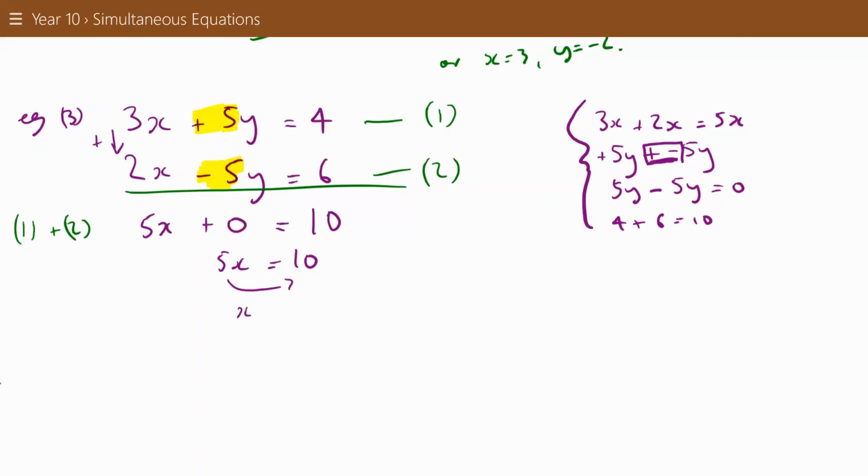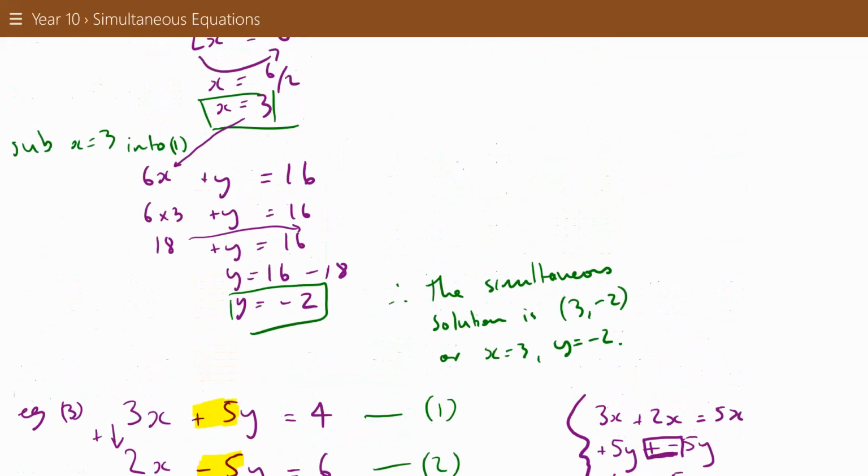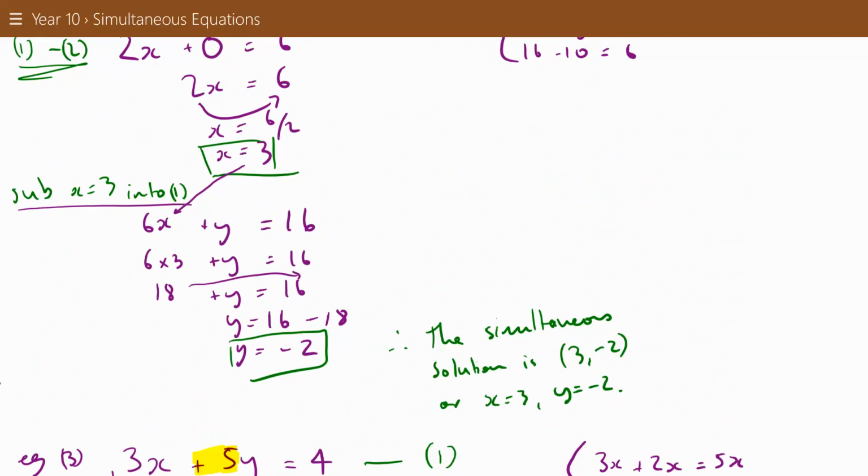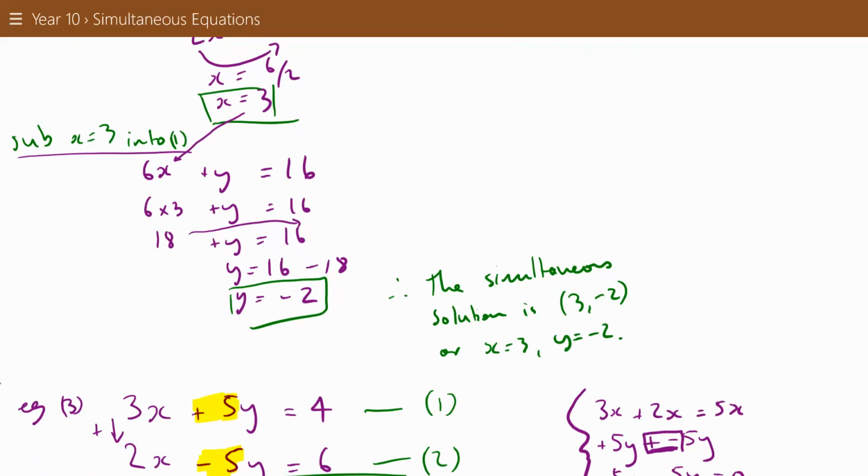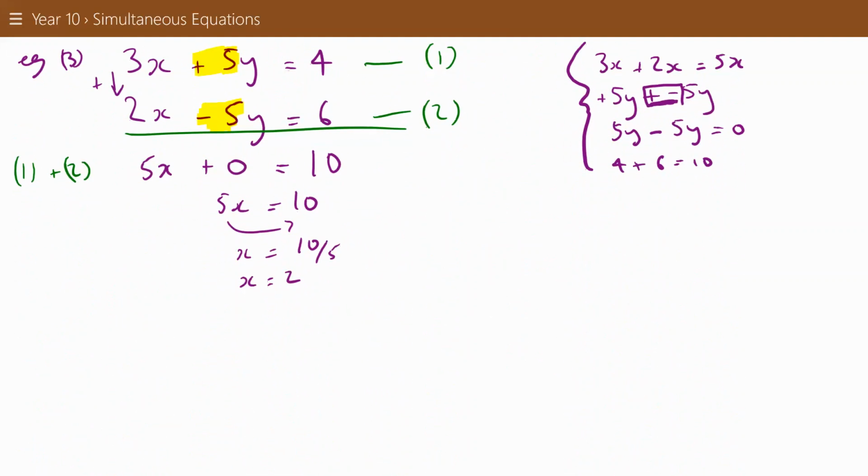Divide by the 5. 10 divided by 5, x equals 2. Once you get to this step, it's exactly like the other two we've done. You go and sub it into the other equation. So that's the only difference. When one's a plus and one's a minus, you have to add the equations. When they're both the same, you just subtract them.